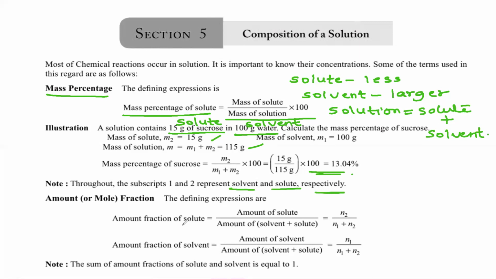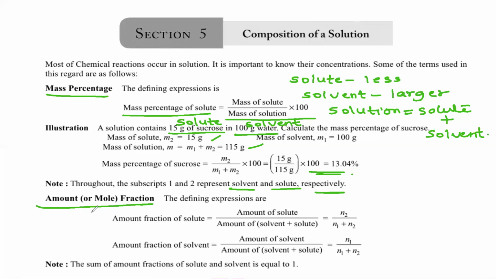Now to calculate mole fraction. This is another way of expressing the concentration of a solution. A solution can be best expressed in the following ways: first is mass percentage, second is mole fraction. They are all other ways of expressing concentration. The concentration of a solution can be expressed by mass percentage, mole fraction, molarity, ppm (parts per million), and so on. Here we are discussing all these methods.